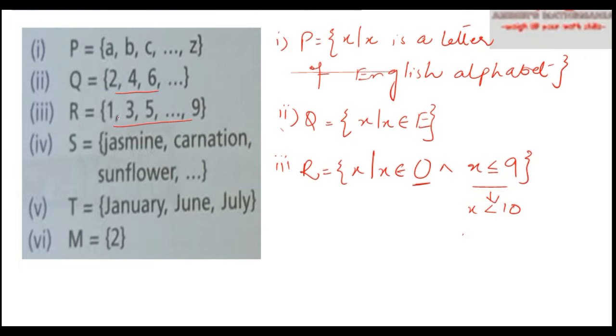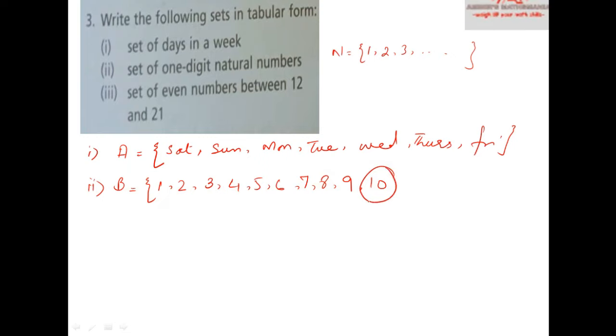So the first part, A is equal to set of days in a week. These are Saturday, Thursday and Friday. Now the second one is set of one digit natural numbers. One digit natural numbers are 1, 2, 3, 4, 5, 6, 7, 8, 9. 10 is not a one digit natural number, it's a 2 digit natural number. So we have to stop at 9.